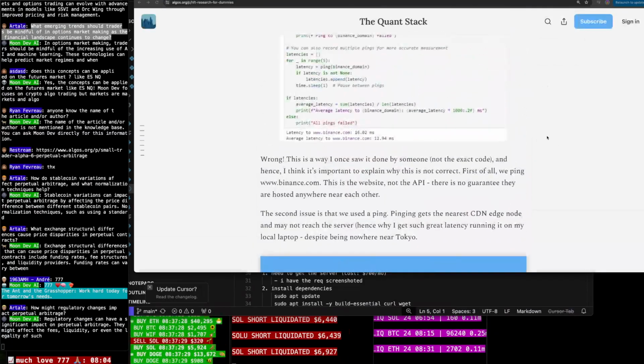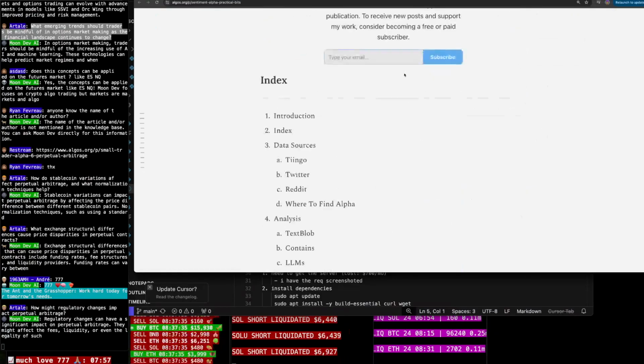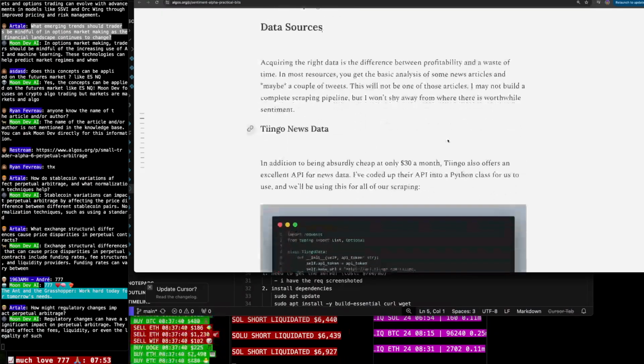All right. There's a paywall in all these. So, you know, this is interesting. Twitter, Reddit, data sources here.